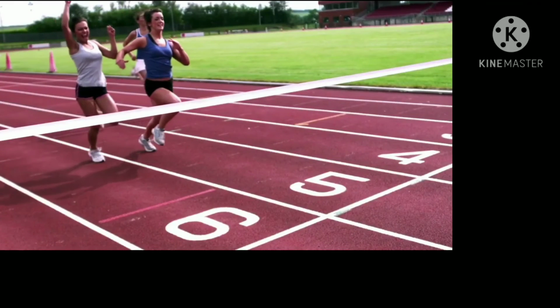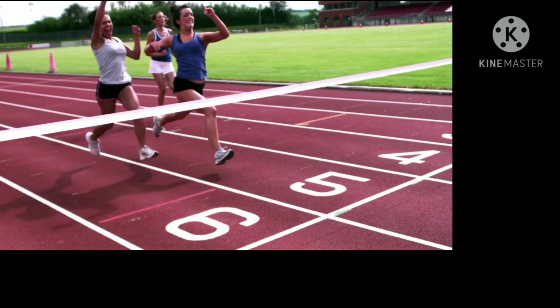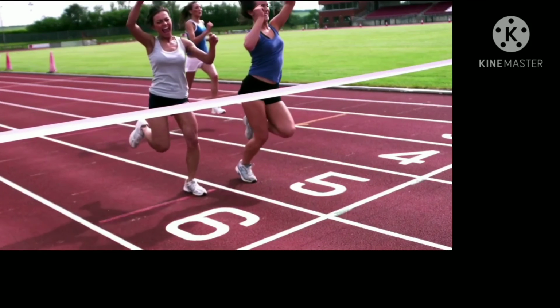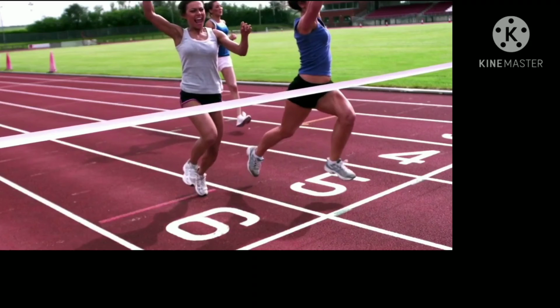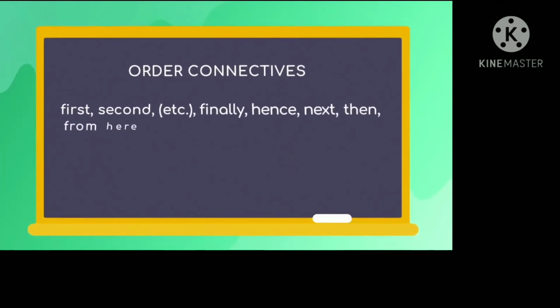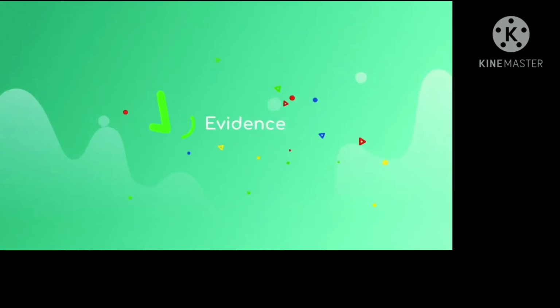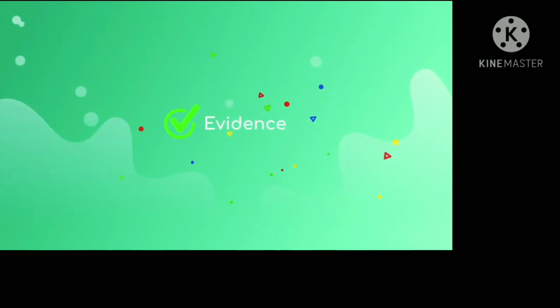Order. Connectives are words that indicate the location of the ideas in relation to one another. Think of it like a running race. At every first place, there will be a last place. And here are some common order connectives. Please pause the video here and write down the ones that seem useful to you.